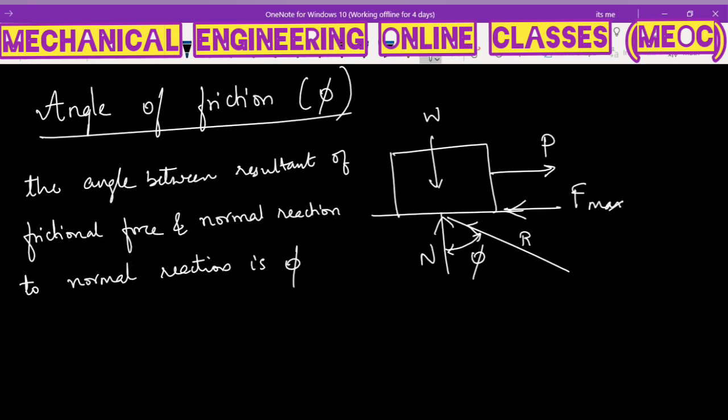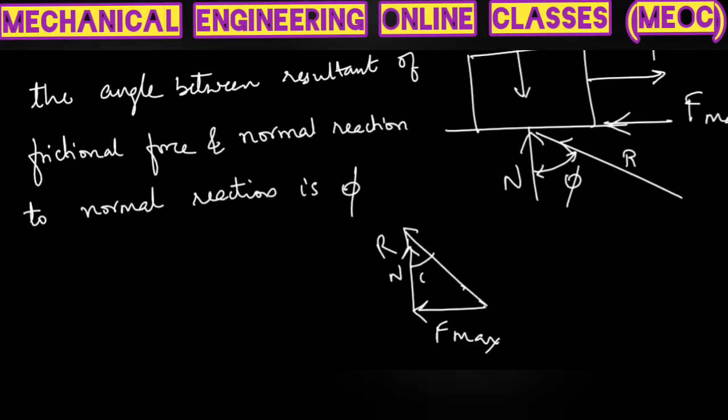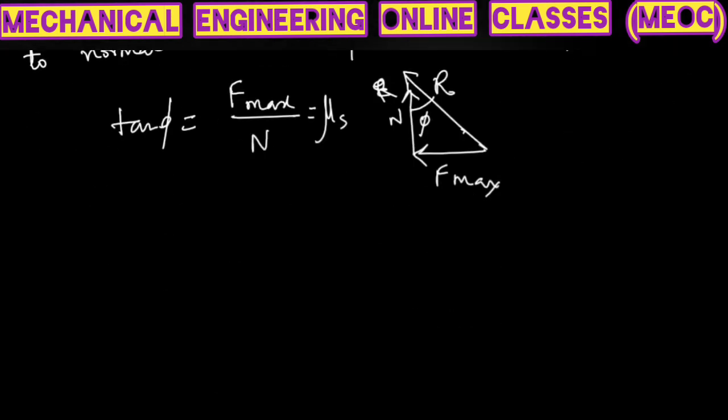So let us try to find this phi. This is R, this is F max, this is N. We are just drawing the force polygon. This is phi. So tan phi can be written as F max, opposite by adjacent, which is N, and that is nothing but mu s. So phi is tan inverse of mu s, the coefficient of static friction.